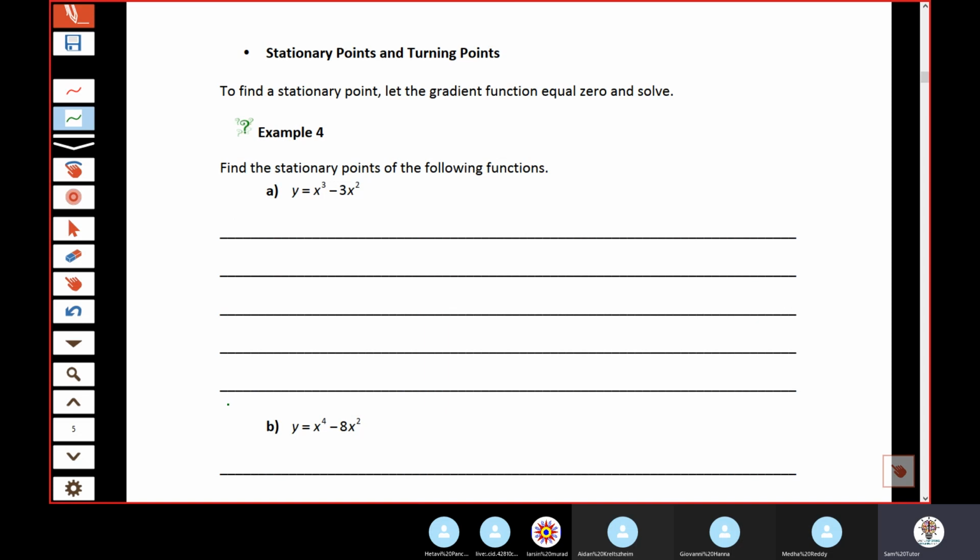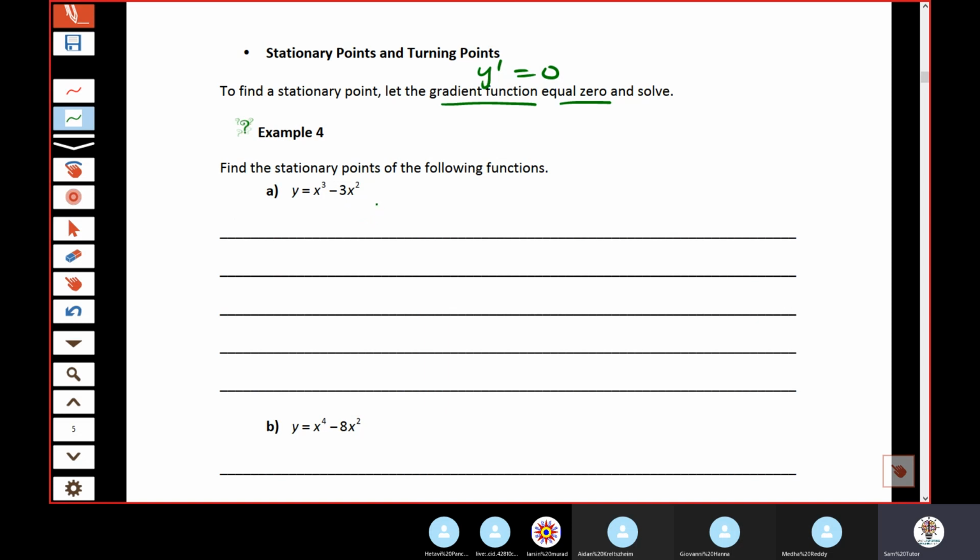This is going to be worth 2 marks in your exam, just the stationary point bit itself. To find a stationary point, let the gradient function, which means y dash, equal 0, which we already know because we just spoke about that, right? We said, when is it stationary? When y dash equals 0. So, find the stationary points of the following functions. y equals x cubed minus 3x squared.